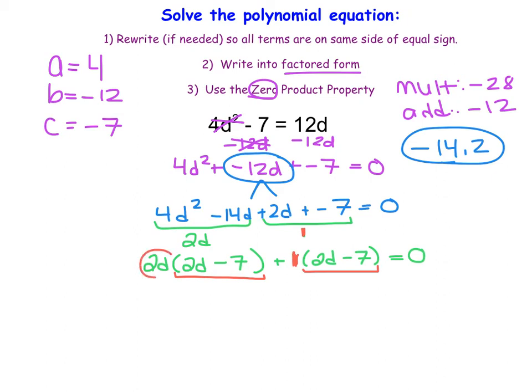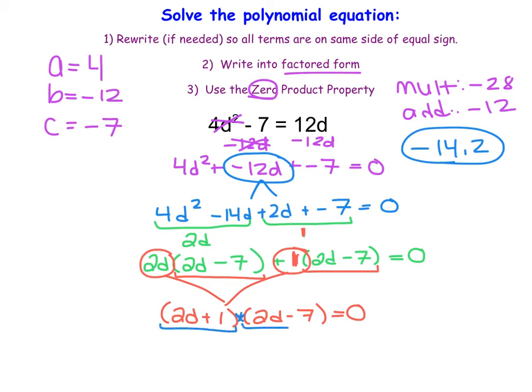Now that I have the matching parenthesis parts, I can group those coefficients together. So I have 2d plus 1. Both 2d and 1 are being multiplied by 2d minus 7. So then here, I can see that I have a product of two items being multiplied that equals 0. So, zero product property comes into play.